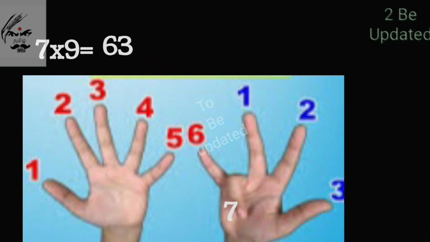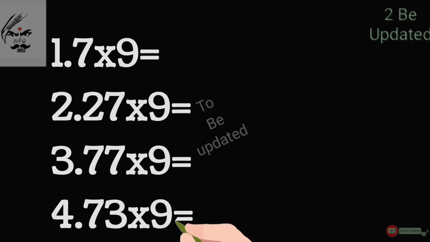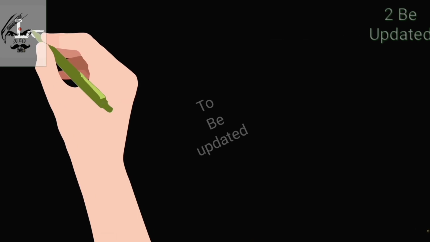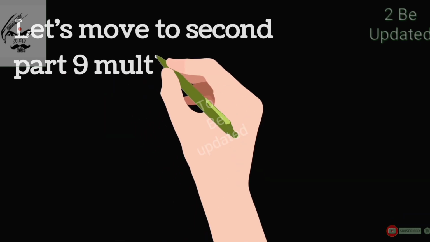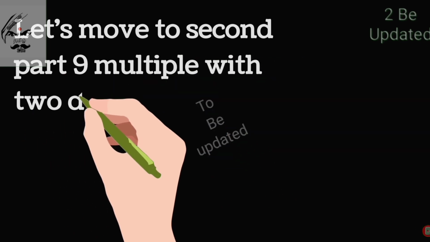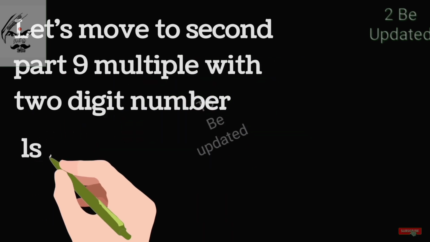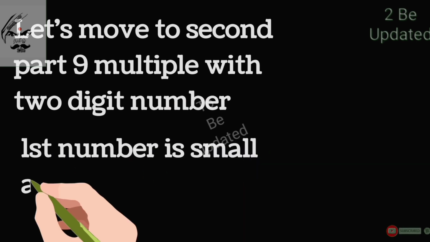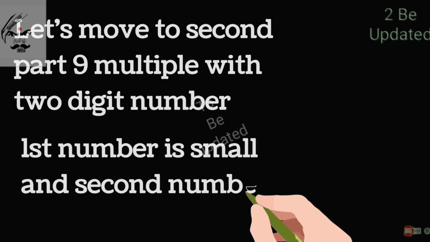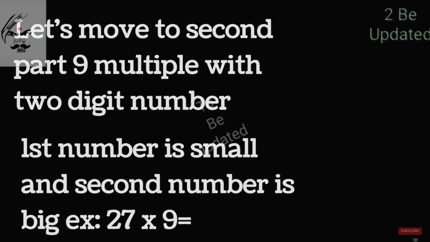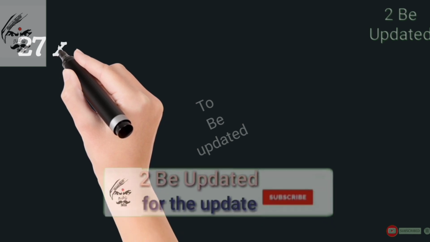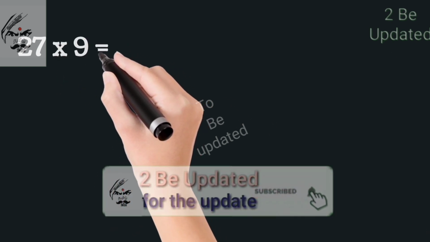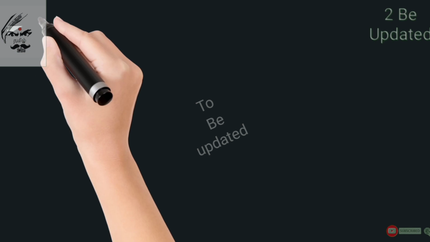You all may be knowing this. But the second part, the 2-digit number, this is the first time you are going to see. So observe carefully. Now let us move on to the second part, that is 9 multiplied with a 2-digit number. Particularly, in the 2-digit number, the first number must be small and the second number must be big. For example, 27 nines are. First number is small, second number is big. Okay, now observe well. I am folding my fingers.